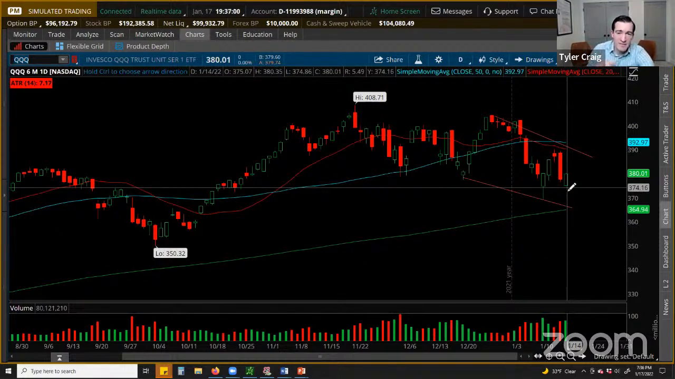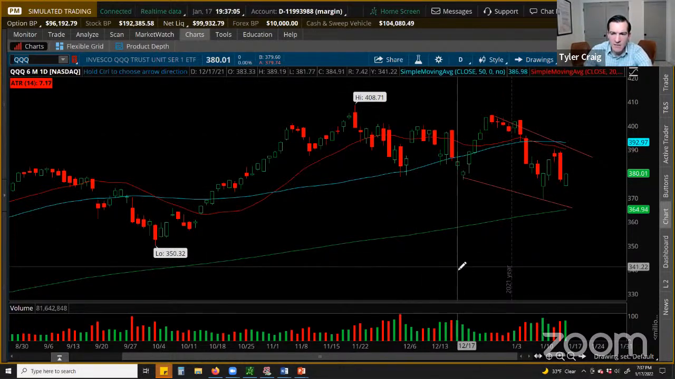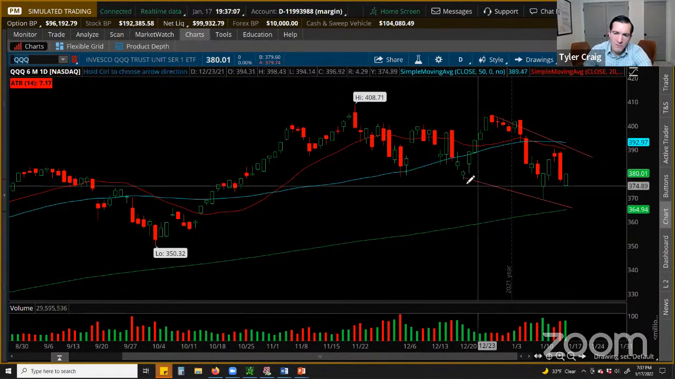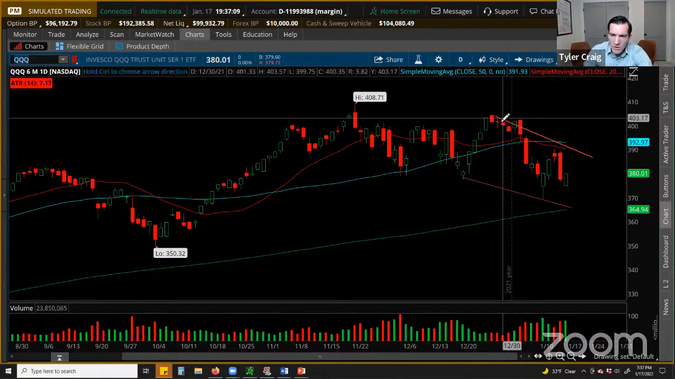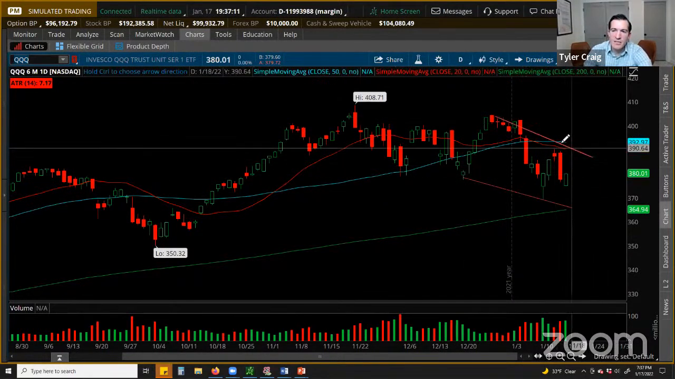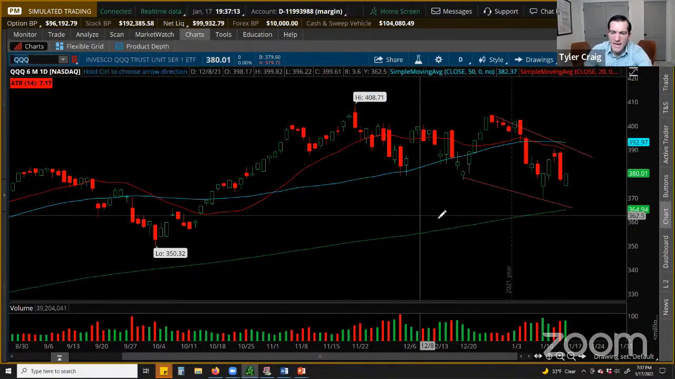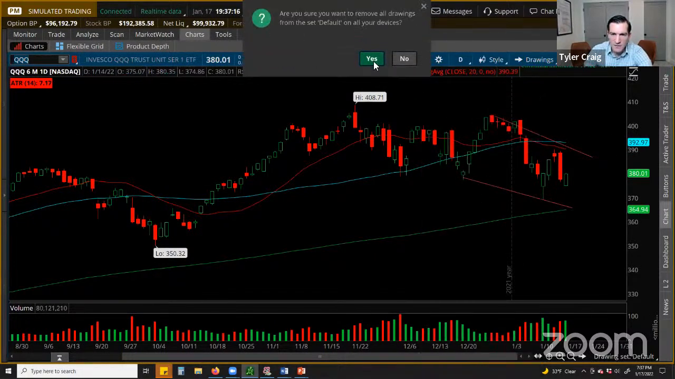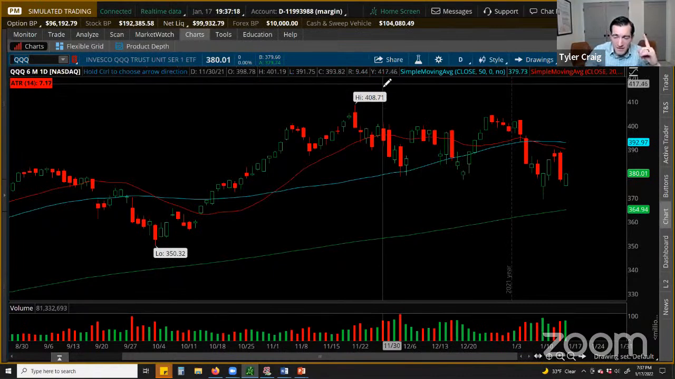I don't make a decision based off of one tree. I want to look at the forest. What is the trend of the NASDAQ right now? Well, we made a lower pivot low. We made a lower pivot high. It's below the 50. It's below the 20. The NASDAQ is in a downtrend. That's one strike against buying it.